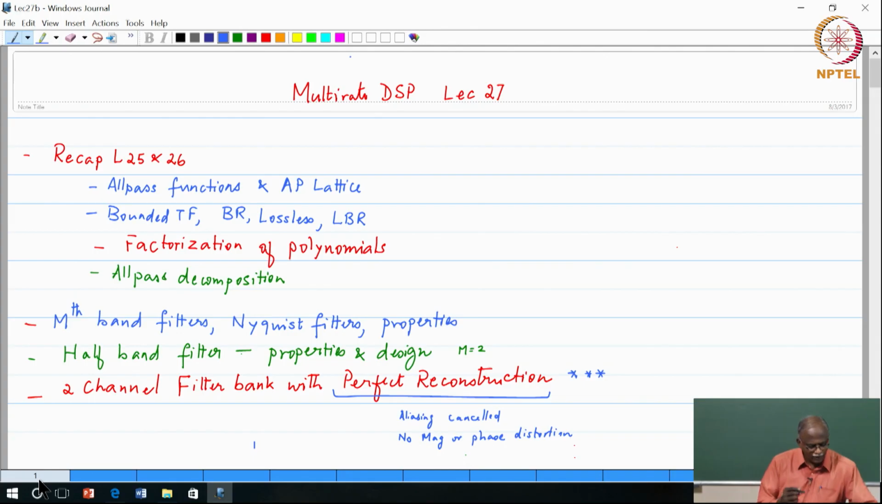together. So, in the last lecture, if you were to quickly run through the concepts, we talked about all pass functions, properties, all pass lattice, talked about certain characteristics of functions called boundedness, losslessness and the combination. We talked about factorization of polynomials. When you want to divide the zeros of a polynomial into two sets, maybe those zeros inside the unit circle, those outside the unit circle, that is one type of factorization that you would like to do.